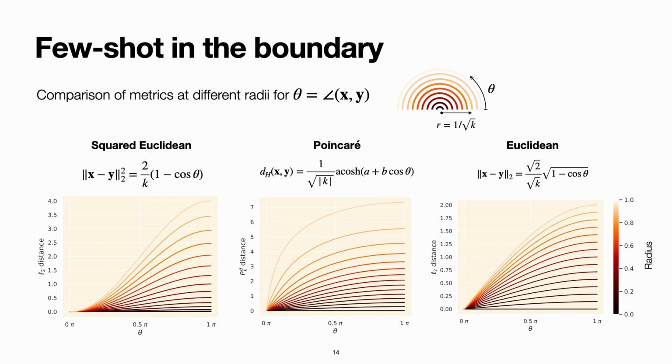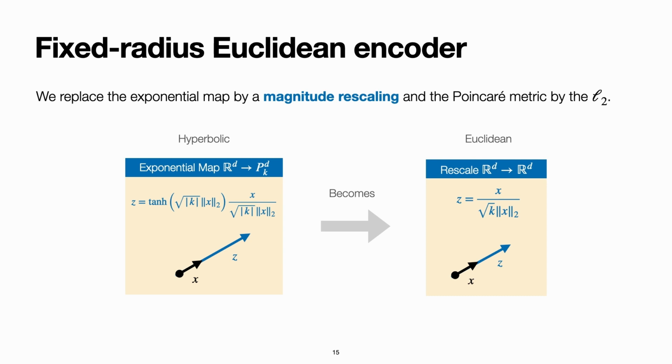So what do we propose? We propose to replace the exponential map, which was accomplished, remember, by that hyperbolic tangent, by a simple rescaling of the vectors so that they all lie at a common radius. And then we discard the hyperbolic metric and replace it by the Euclidean distance. And this is what we call the fixed radius Euclidean encoder.